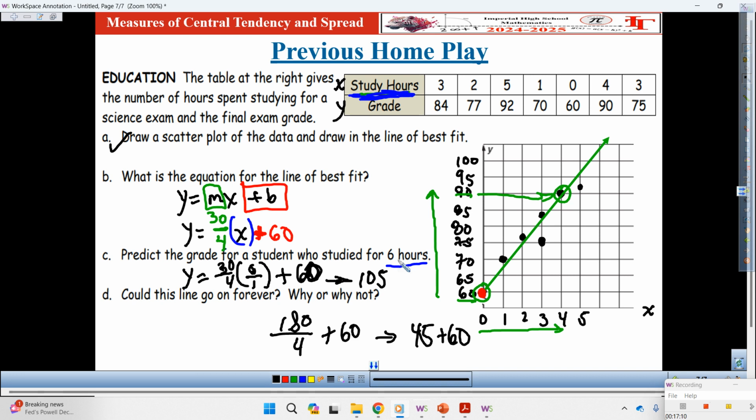Now, question. Is that possible? Think about it. Think about most of your classes of the day. Is it possible to get 105%? Most of the time, no, but there's some teachers that actually allow some extra credit depending on what you turn in, right? So I'm going to go with that. However, question, could this line go forever? This one. Could it go forever? Tell your neighbor why or why not.